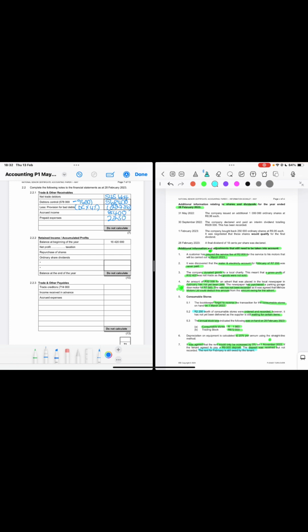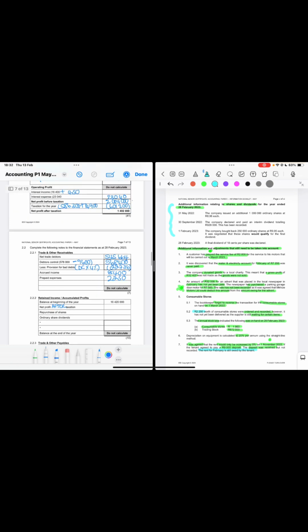The next note is the retained income note. First off, we have the balance at the beginning of the year, and then there's net profit after taxation. You always put your net profit after tax, and that was given as 1,402,800. Next up, we have the repurchase of shares.